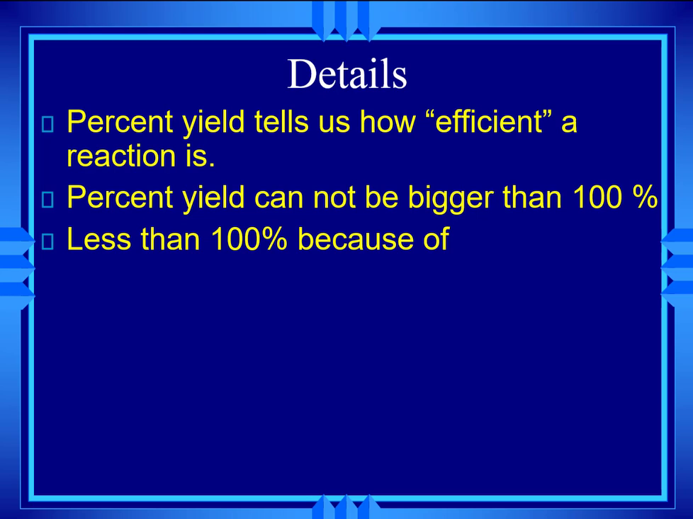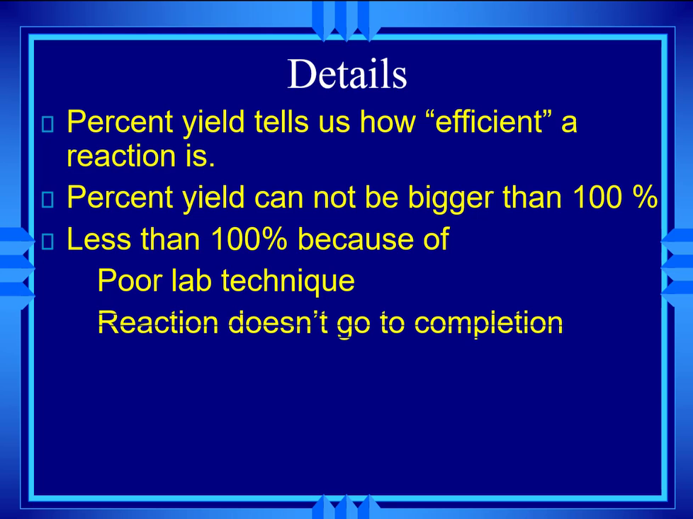Why would it be less than 100%? Common reason? Somebody used lousy technique. They didn't transfer every drop. They didn't make sure they got every drop to move from point A to point B. You leave little crumbs behind, that reaction's not going to react with that. Spilled a little bit of powder before you reacted. Not waiting long enough for it to finish. Hey, even if you wait a long time though, that reaction may not go to completion.